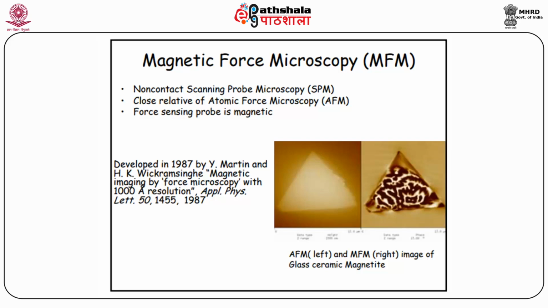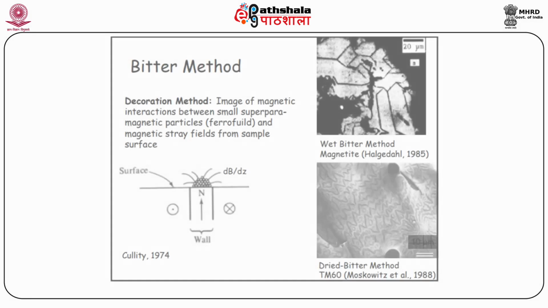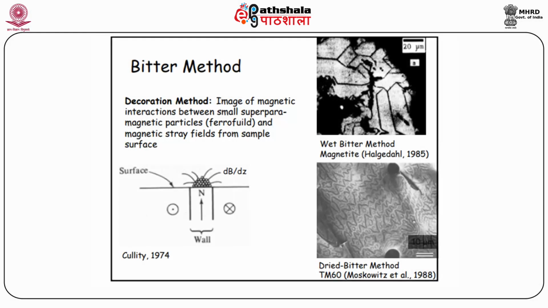And here in this slide, AFM on the left, MFM, which is magnetic force microscopy, on the right. These images have been given here. These are the images of glass ceramics, which has been indicated here. It talks about a method which is known as the Bitter method, or decoration method, image of magnetite or magnetic interaction between small superparamagnetic particles. It is known as ferrofluid, and magnetic stray fields from sample surfaces are analyzed.